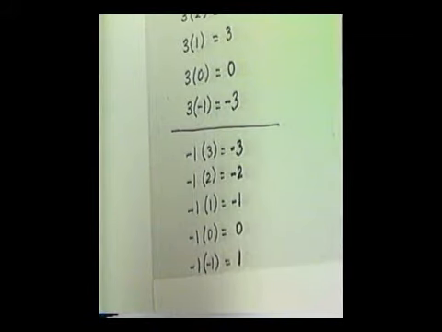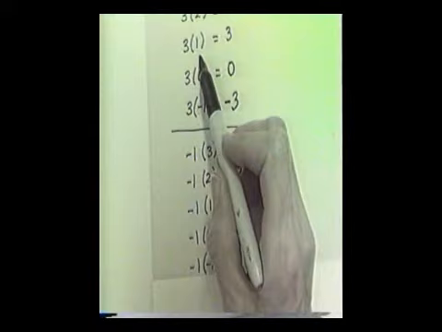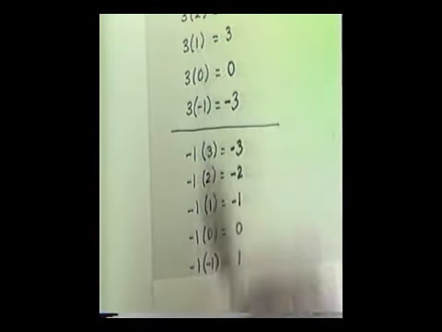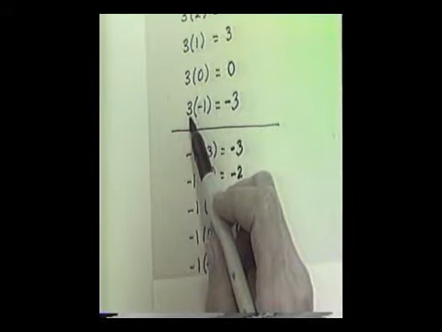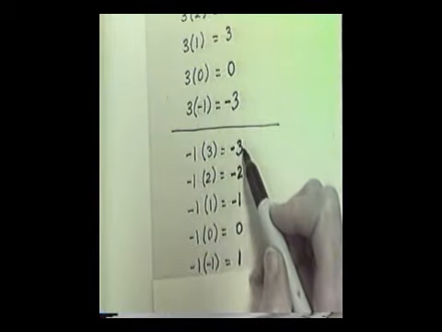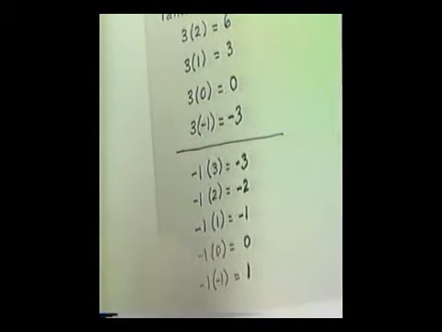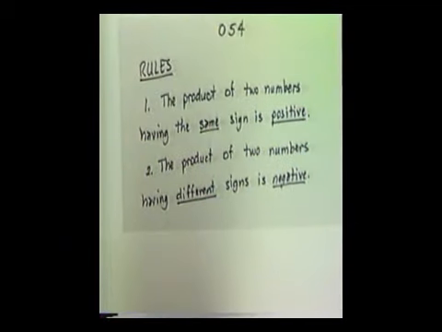This leads us to the two rules that summarize the patterns that we've observed in these examples. When you multiply two numbers that have the same sign, positive times positive or negative times negative, the answer is positive. When you multiply two numbers that have different signs, positive times negative or negative times positive, the answer is negative. So here are the two rules. Copy these carefully and make sure you get every detail correct.